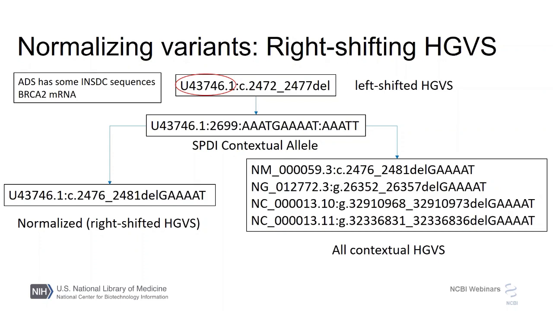And so then I will get back a right-shifted one, so that's shown at the right-hand end of that insertion deletion. And I can, of course, get back all the different contextual alleles and all the HGVS expressions. And, of course, I'm mapping it to chromosome 13 here in this way.